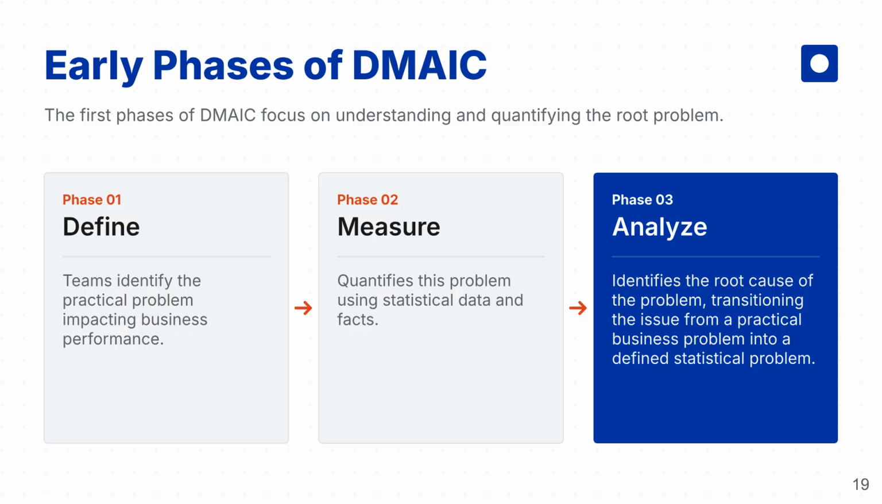Consider a company experiencing delays in customer order processing. During the define phase, the team identifies delayed deliveries as the business problem. In the measure phase, they collect data on processing times at each stage of the workflow. During the analyze phase, they discover that most delays occur because orders require repeated manual verification. This understanding allows the organization to develop targeted solutions rather than making unnecessary changes elsewhere. These first 3 phases transform a practical business issue into a clearly understood, data-driven problem. By thoroughly defining, measuring, and analyzing the process, organizations establish a strong foundation for implementing effective improvements and achieving long-term operational excellence.